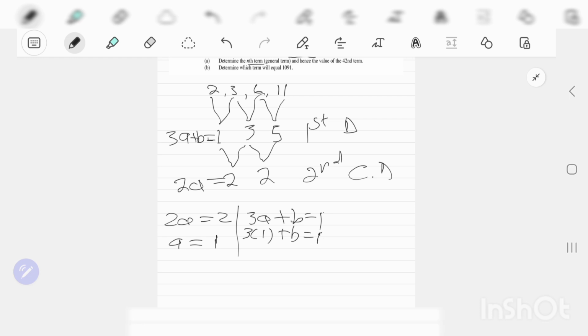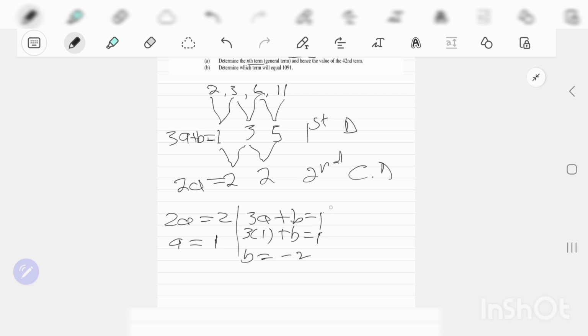By doing out your calculations, people, take 3 times 1, which is 3, and then transpose, and you will get B equal to negative 2 when you do your workings correctly. I hope people are still following.